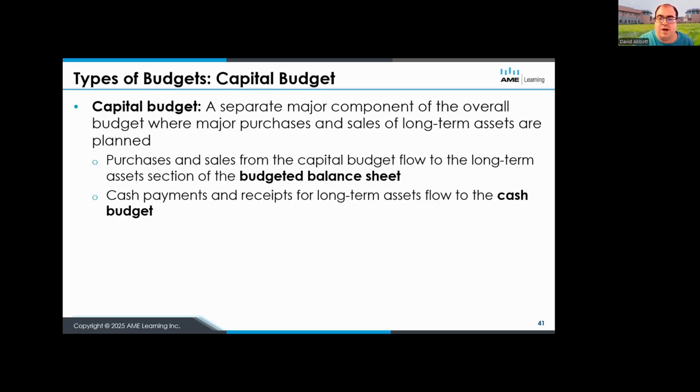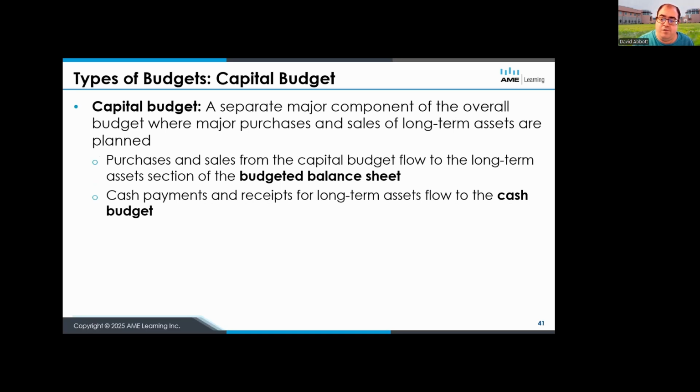Now, another type of budget that we're going to create, and this is a special kind of budget that's not part of operating, is called a capital budget. It's a separate major component of the overall budget where major purchases and sales of long-term assets get planned.